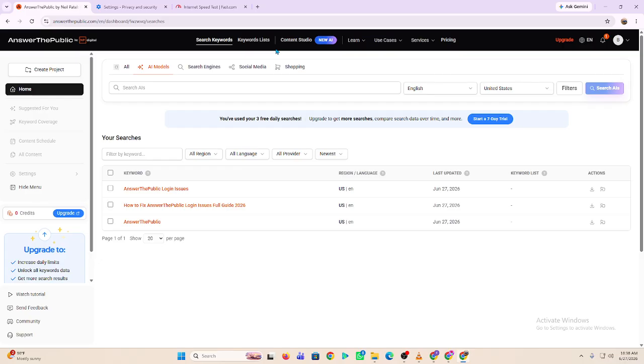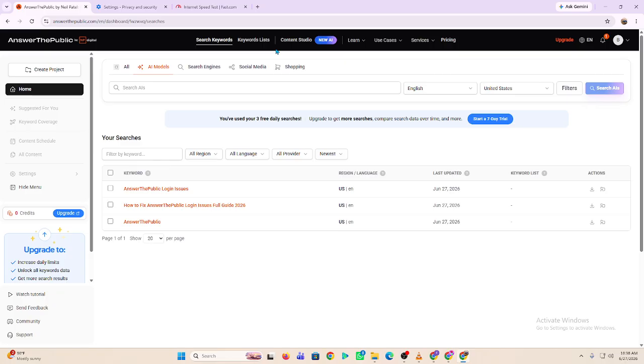First, open Answer the Public and sign in to your account. Take a moment to understand the dashboard. This is where all your keyword research starts. Next, enter a broad seed keyword related to your niche. The quality of your results depends on how well you choose this starting point.